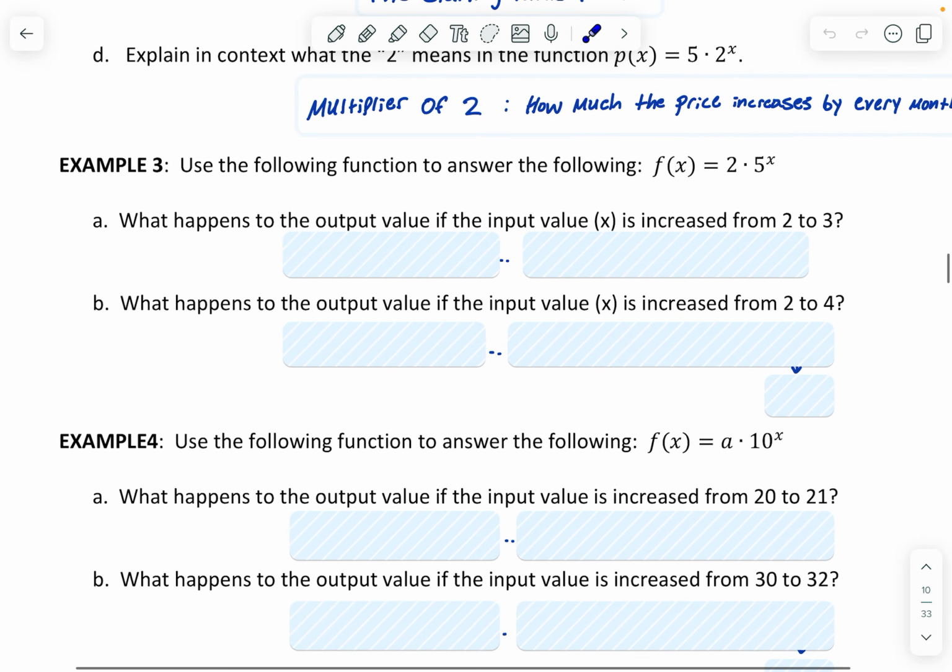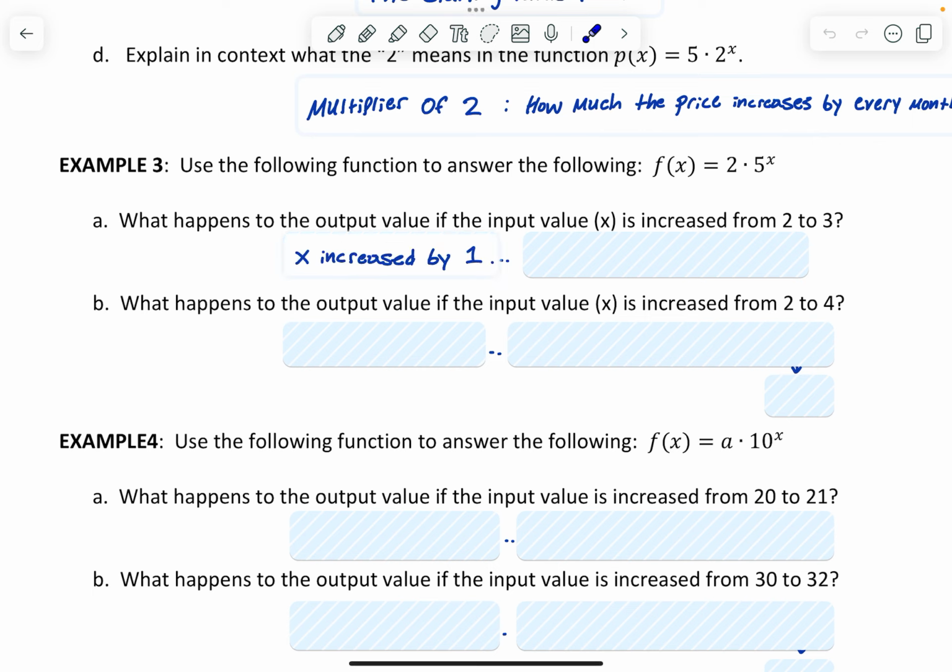Now we're going to use the information from that equation to answer the following. What happens to the output value if the input value is increased from 2 to 3? Well, x was only increased by 1, right? Instead of x being 2, x was 3. So y is just multiplied by 5. That's the only change. That is our base multiplier property. As we increase x by 1 from 2 to 3, we are just going to change by the multiplier, which is 5.